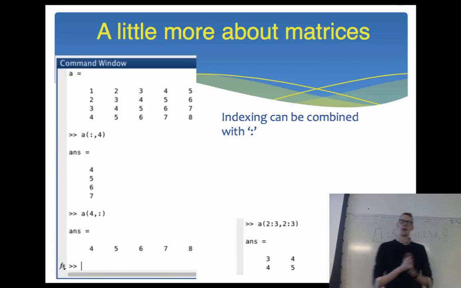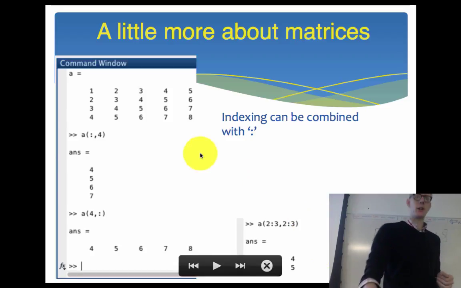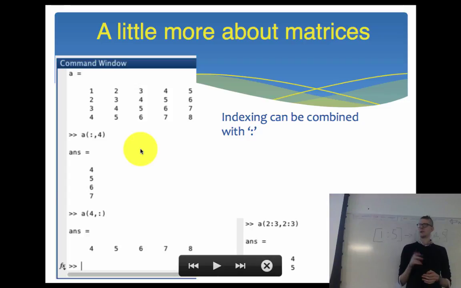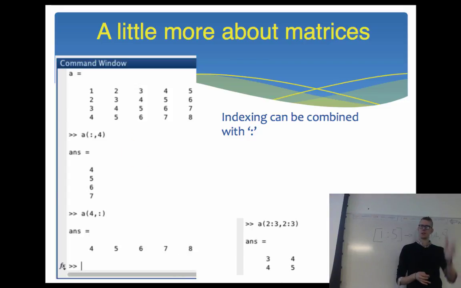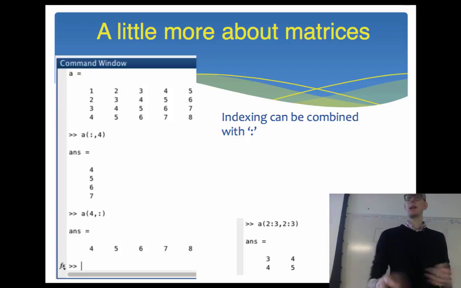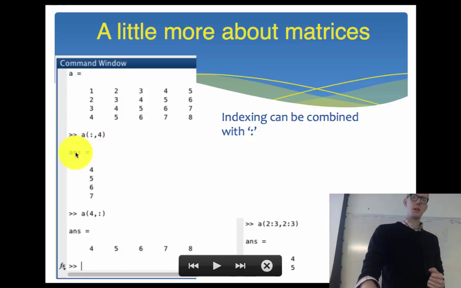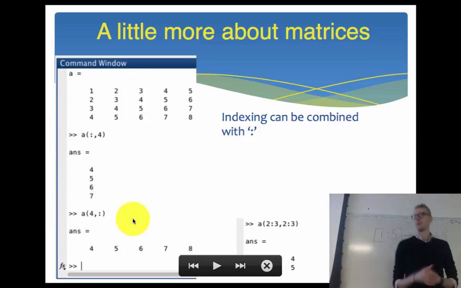So the colon will get every element in either the row or the column, depending on whether it's in the first position or the second position. If the colon is in the first position, it's going to get every element in the column. If the colon is in the second position, it's going to get every element in the row. And then which row or column it gets is defined by the other number. So this gets every element in the fourth column, this gets every element in the fourth row.